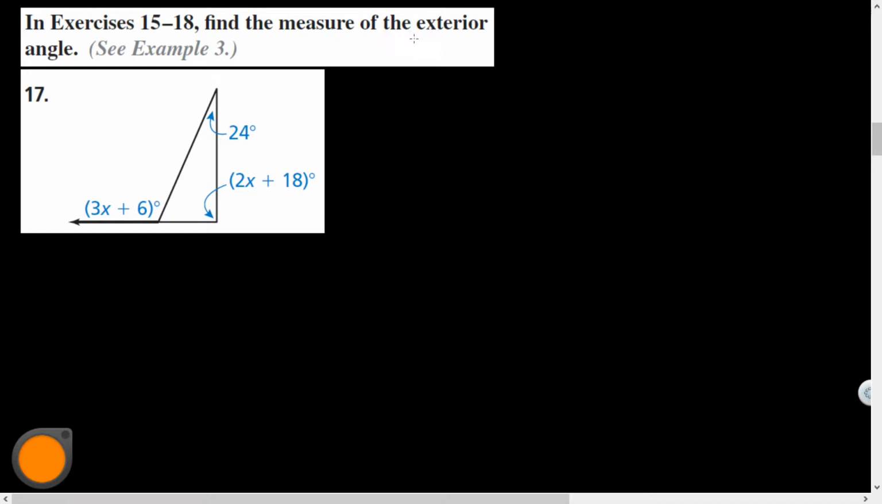Let's see, find the measure of the exterior angle. All right, yeah, I could do that. You guys might recall the exterior angle theorem, which says that the exterior angle is equal to the sum of the two remote interior angles. Right? Yeah, we did that.